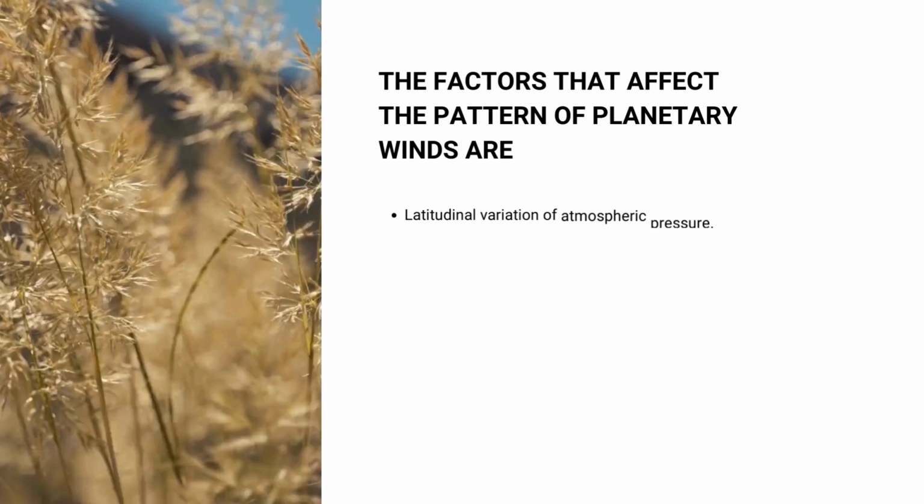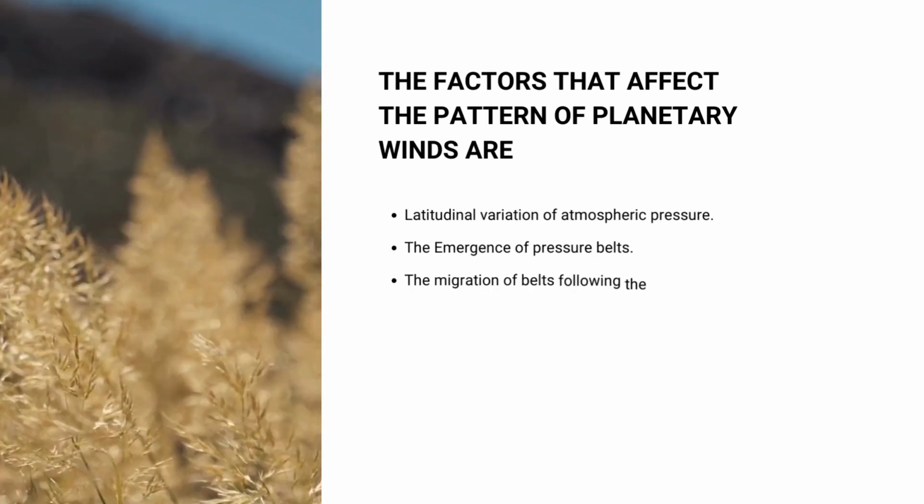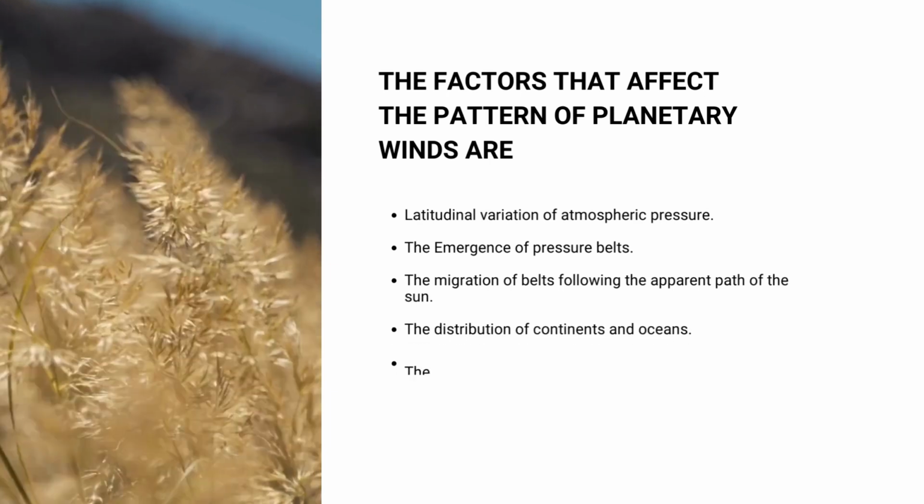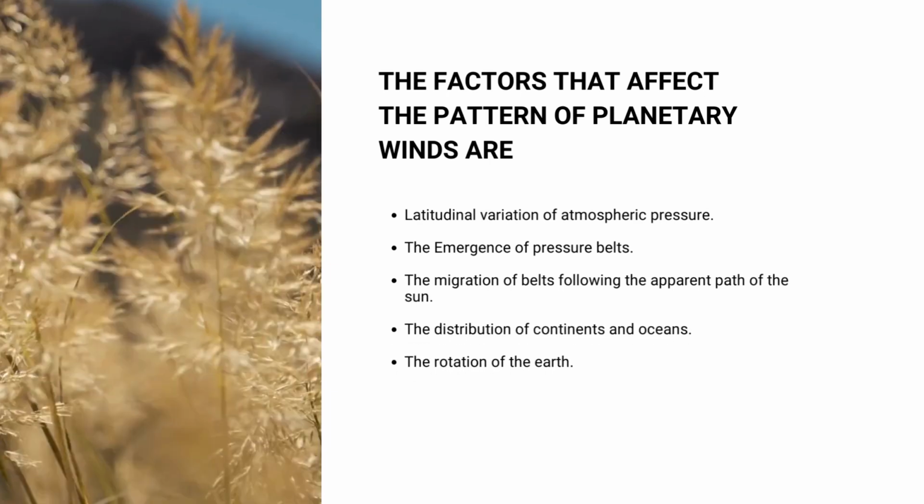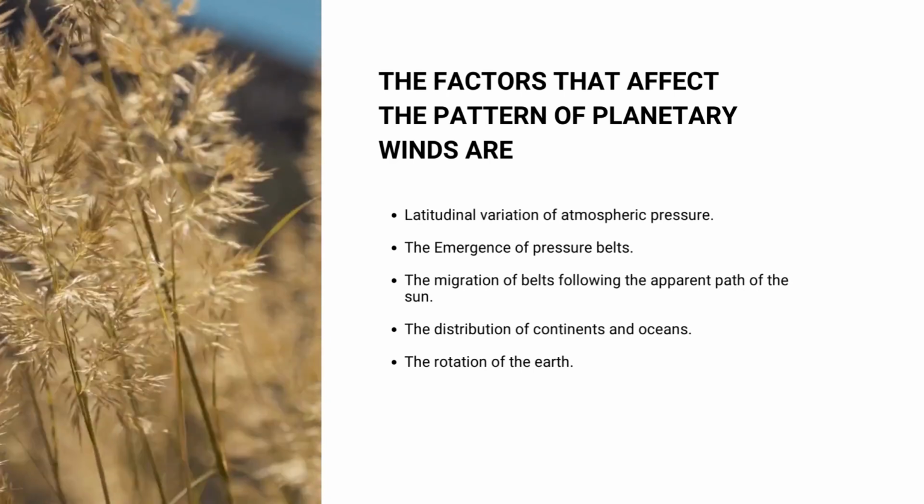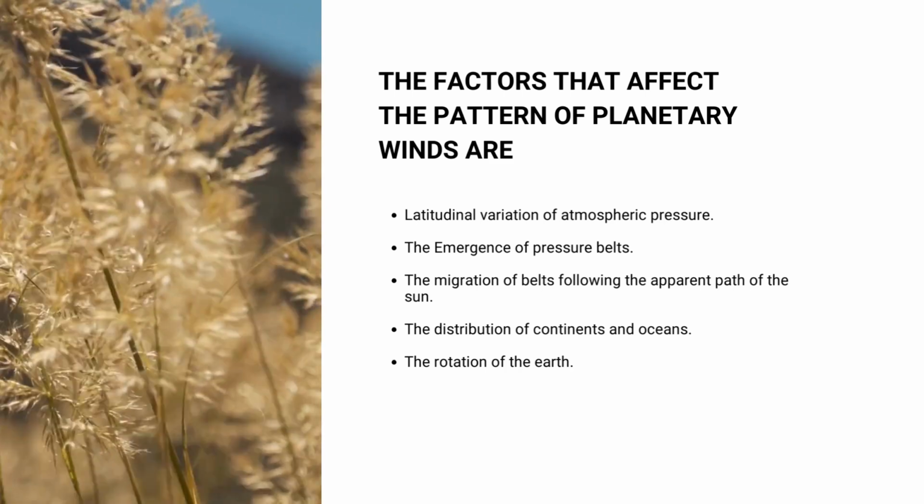These are some factors which govern the pattern of planetary winds. The first one is latitudinal variation of atmospheric heating. Second, emergence of pressure belts. Third is the migration of belts following the apparent path of the sun. Fourth is the distribution of the continents and oceans. And the last one is the rotation of the earth.